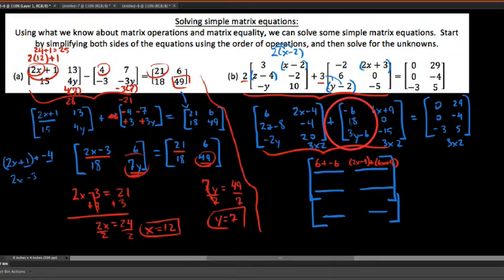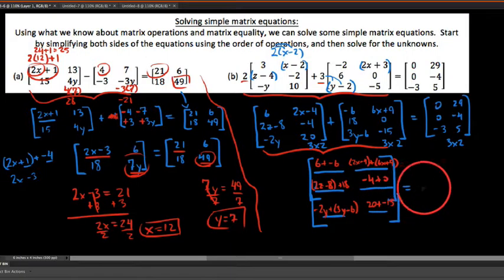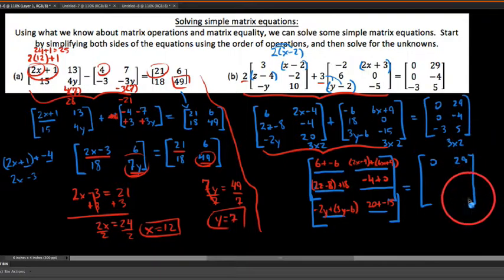2z minus 8 plus 18. Negative 4 plus 0. Negative 2y plus 3y minus 6. And then we have 20 plus negative 15. And of course, again, I'm going to rewrite all 3 rows here. We have 0, 29, 0, negative 4, and negative 3, 5.